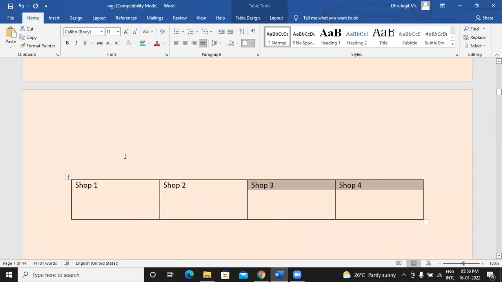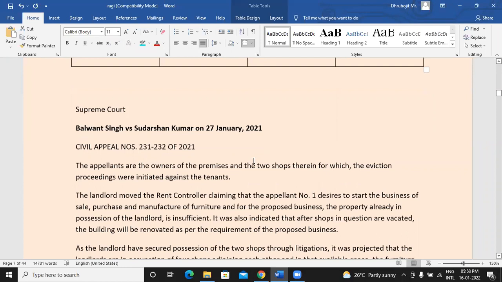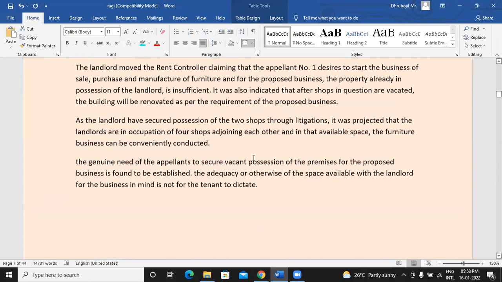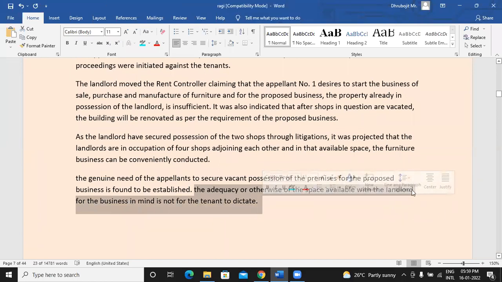The tenant was justifying how much space the landlord would require for his own purpose. And when this matter went before the Supreme Court, it said that the adequacy or otherwise of the space available with the landlord for the business in mind is not for the tenant to dictate. The tenant cannot take a decision over that, because rent control and eviction laws already mention a process for eviction. If that process is followed, the landlord can ask the tenant to vacate, whether it's for business, a family function, or some personal reason.